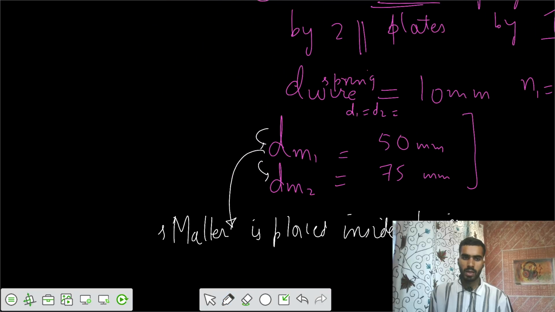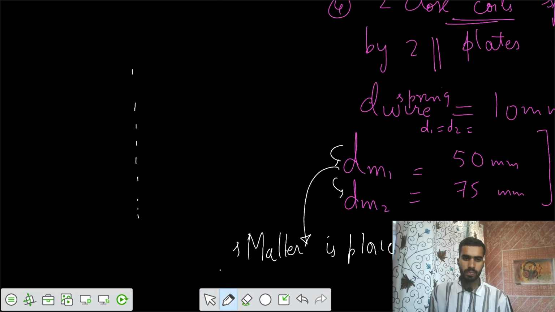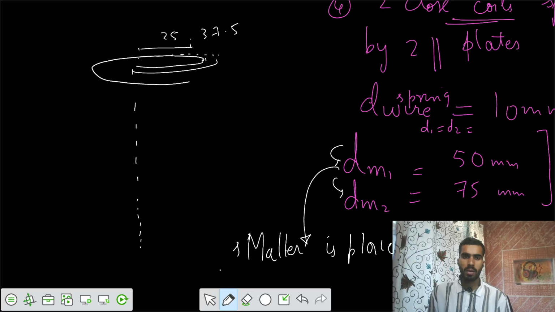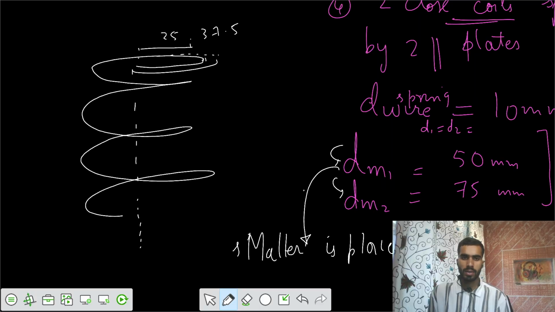From the helical axis, there would be some radius that is 37.5, and there is one more radius that is 25. So one spring is placed inside the larger one, which has the bigger mean diameter of coil. In this fashion, we can have the second one inside that.